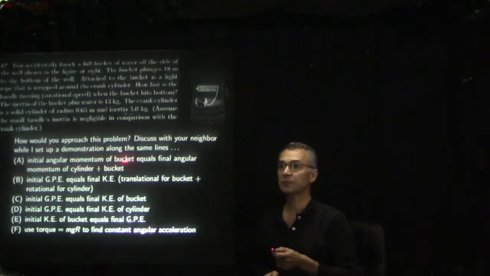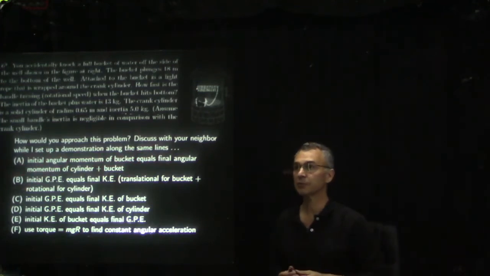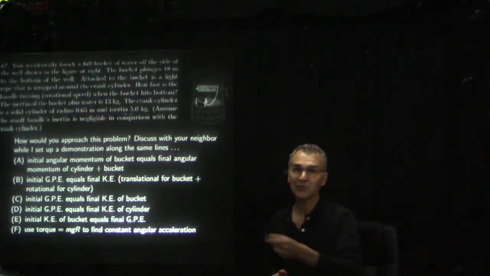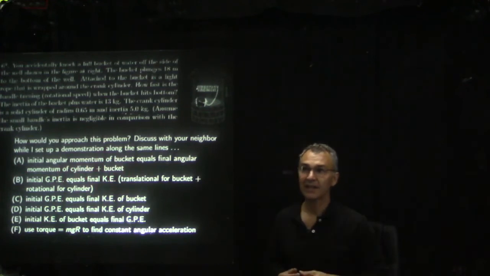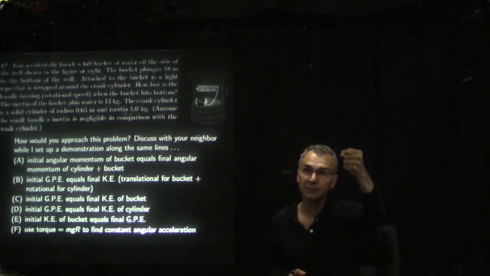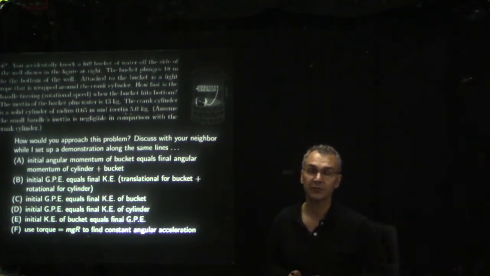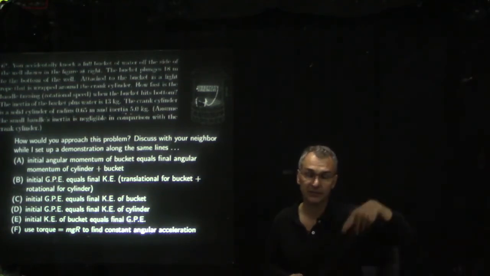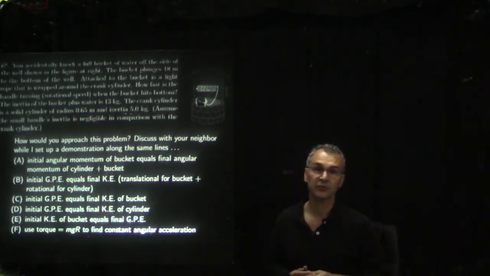Initial angular momentum of bucket equals final angular momentum of cylinder plus bucket. Well, we haven't learned enough to be able to do that yet, and I don't think it would work because it turns out that Earth's gravity pulling on the bucket is causing the cylinder to rotate at a faster and faster and faster angular velocity. That's an external torque. So angular momentum is not constant.